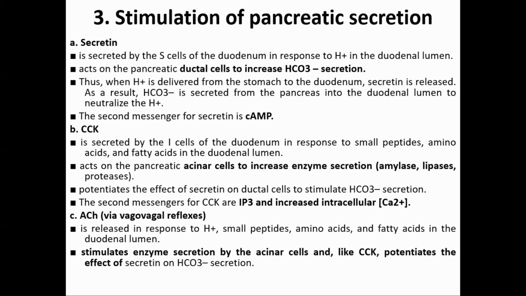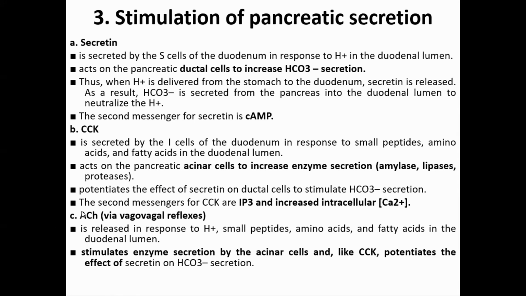It acts on the pancreatic acinar cells and helps in secretion of pancreatic amylase, pancreatic lipase, and pancreatic proteases. The second messenger system responsible for secretion of the enzymes works by increasing the level of inositol triphosphate and calcium ion. Increased intracellular calcium ion and inositol triphosphate increase the enzymatic components, right?